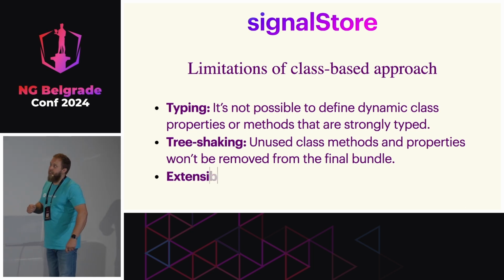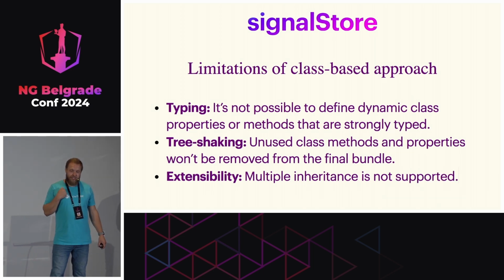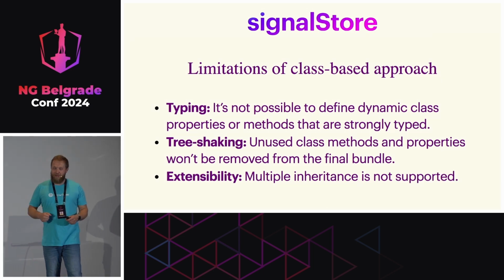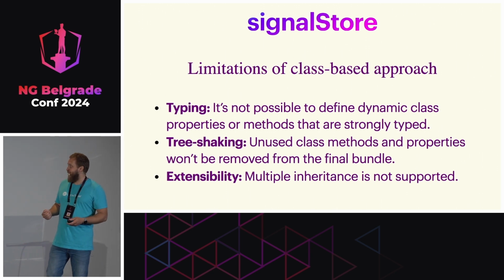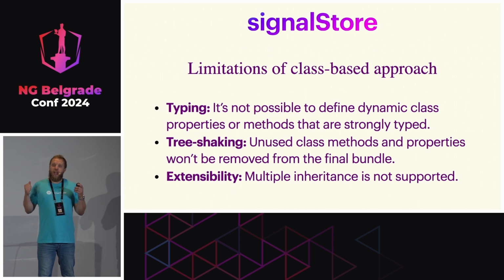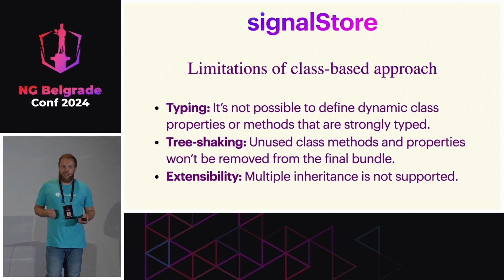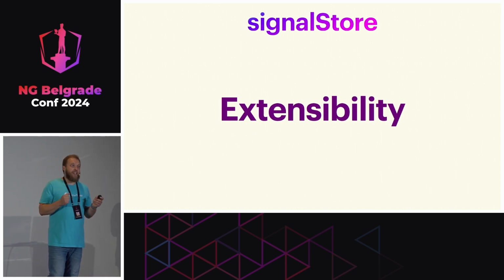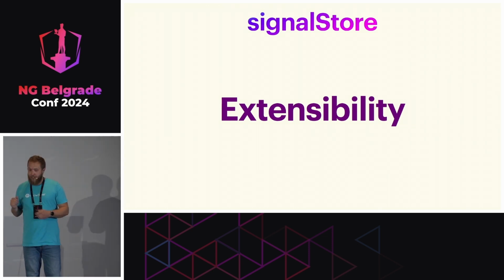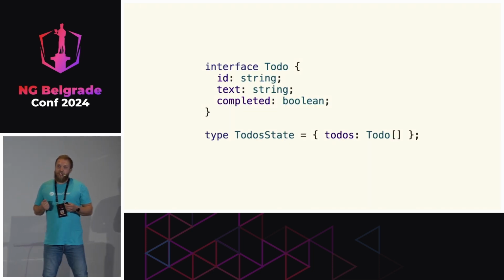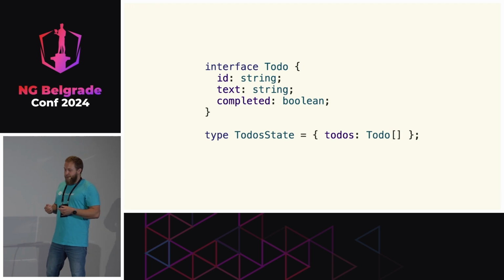And finally, the most exciting one for me personally, and this is probably the reason why we actually have a third state management solution, is extensibility. Again, with classes, multiple inheritance is not quite supported, and with functions, you could do magic. And let me show you the magic. So extensibility of SignalStore is the key and the magic behind a lot of things that we'll see today. And that's actually why there's so much excitement in the community right now around SignalStore, by the way.